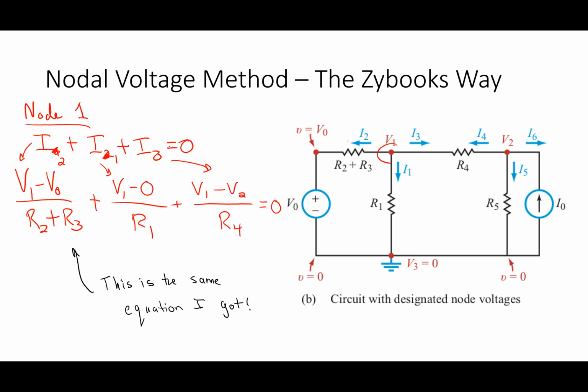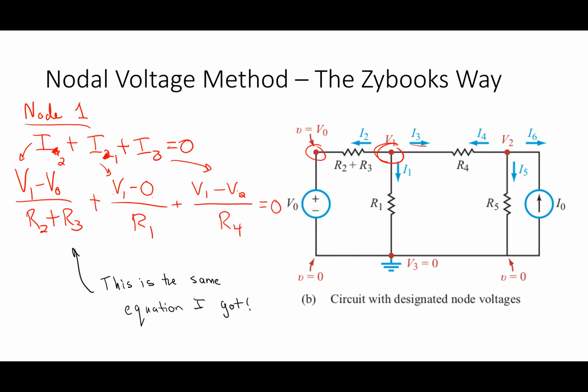I2 starts at node 1 and it goes to node 0. So it's V1 minus V0. For I1, it starts at node 1 and it goes to ground. For I3, it starts at node 1 and it goes to node 2. So it's V1 minus V2. This is the equation the Zybooks way gets.